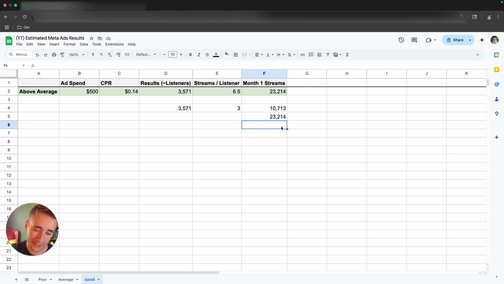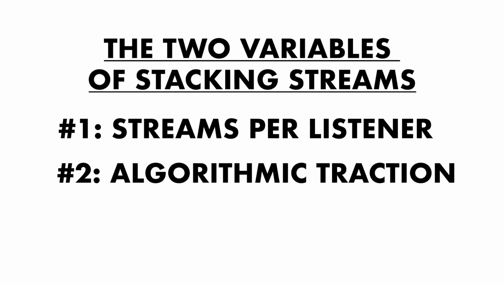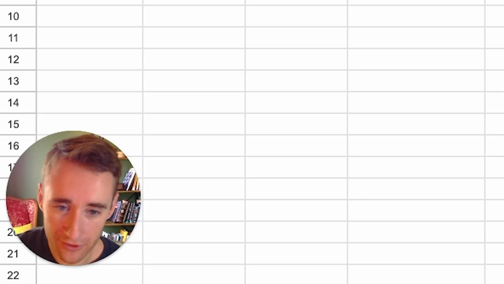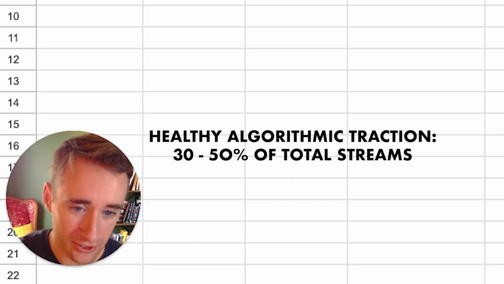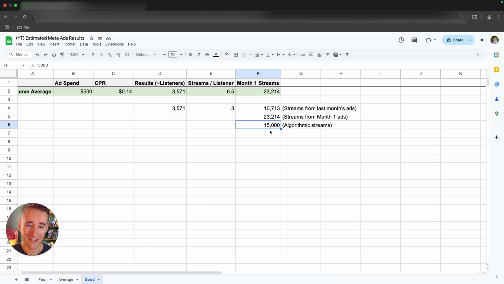And the factor that we are not accounting for here is algorithmic traction. So I mentioned this in a previous video. I think a healthy level of algorithmic traction on a song is anywhere from 30 to 50%. And so let's estimate another 15,000 algorithmic streams, which for a total would give us 48,000 streams in month 2. And then you can imagine things starting to stack.